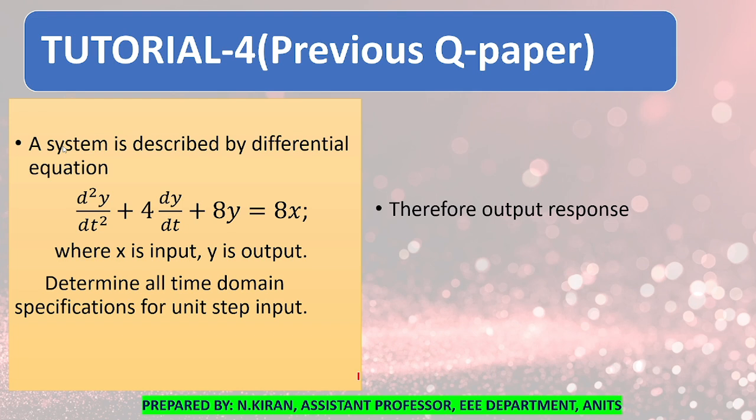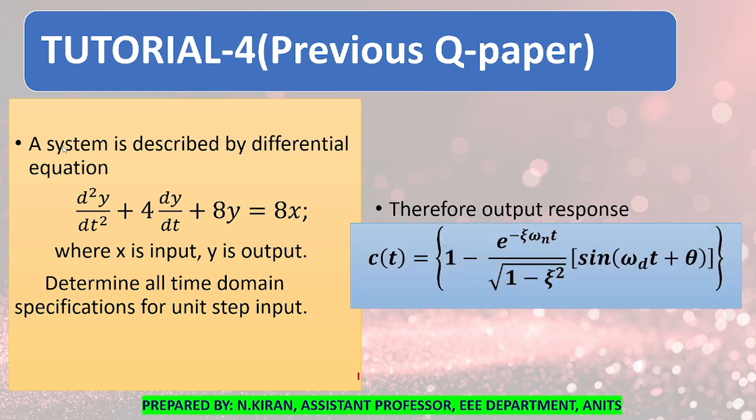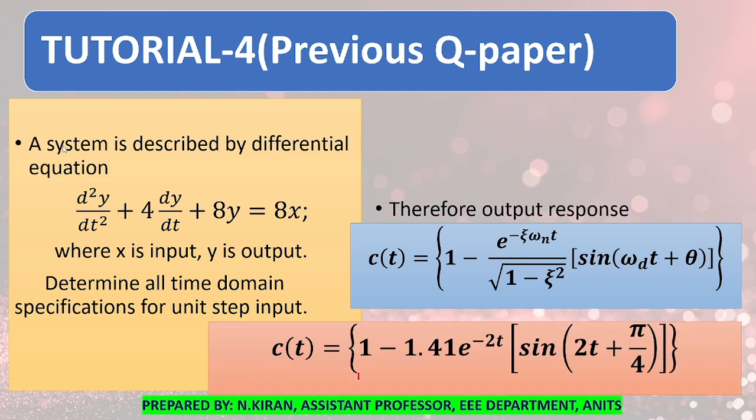This is not asked, but anyhow, if I want to find the output response also, I can calculate it, since we know the formula, C of t is 1 minus e power minus zeta omega n t by root over 1 minus zeta square into sine omega d t plus theta. So if he asks you to find the response also, then you can do this step, otherwise there is no need. So we know all the values, isn't it? Just if you substitute, that will give me C of t as 1 minus 1.41 into e power minus 2t into sine 2t plus pi by 4.